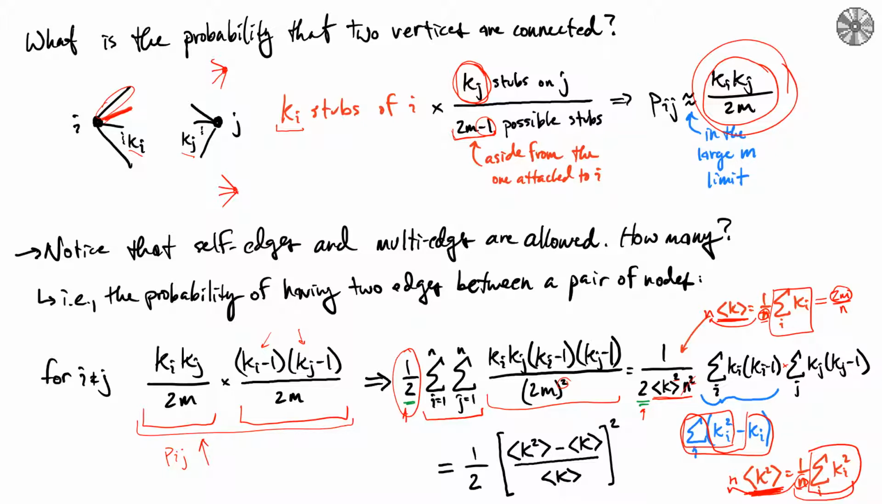This maybe doesn't mean a whole lot to you right now. It's interesting. We could have some sense of the average degree of the graph. This second moment is maybe a little less tangible, but we'll quote a result that's going to help us use this to show that the presence of self-edges and multi-edges is diminishingly small as the network grows.